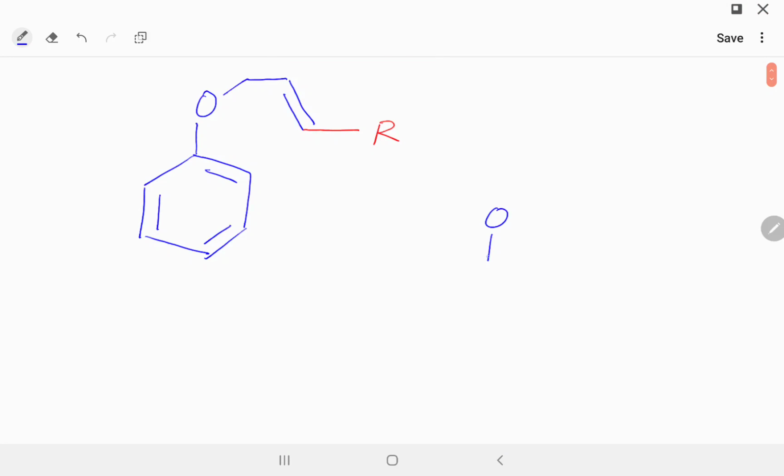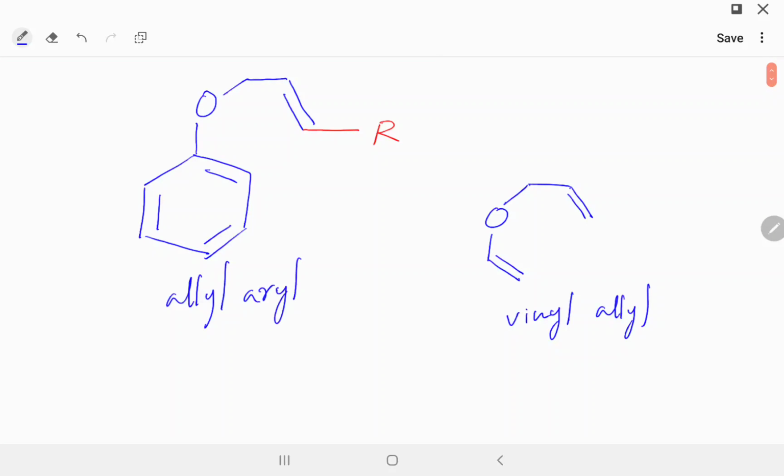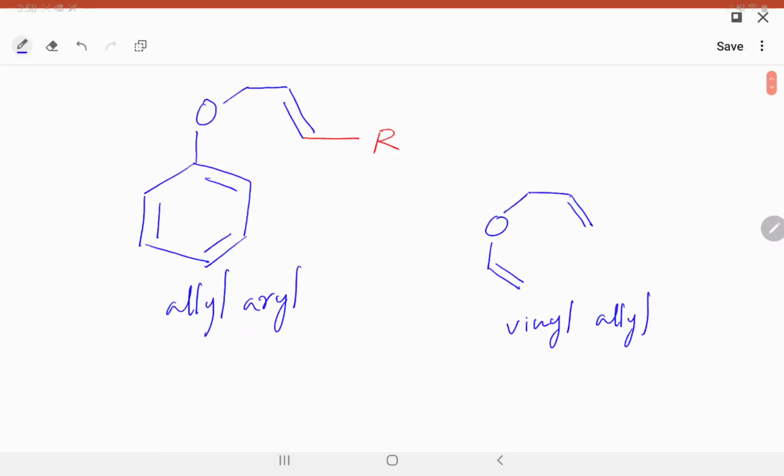Here is the oxygen, and here is the vinyl group. And then let's use the allyl group. 1, 2, 3. Between the second and third carbon, you need a double bond. Okay, so this is vinyl, allyl, and this is aryl. So these are the ethers that we are going to talk about in this Claisen rearrangement.